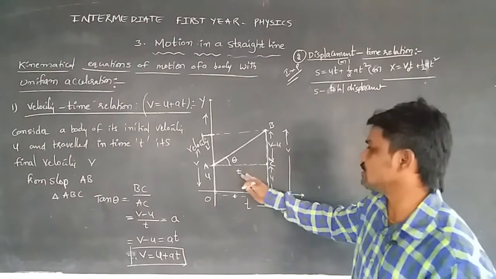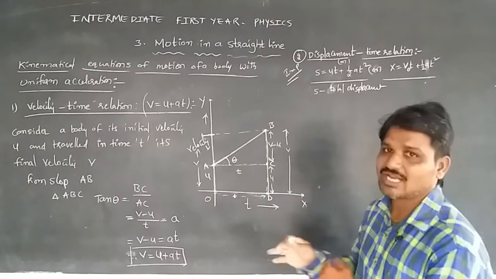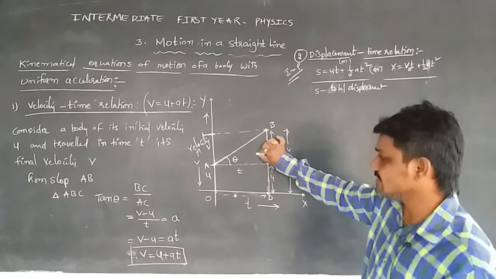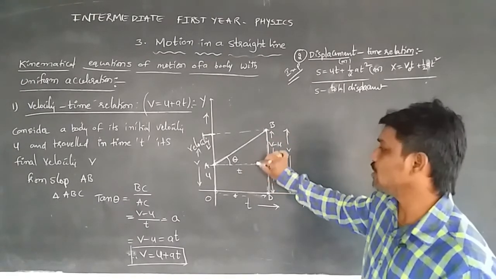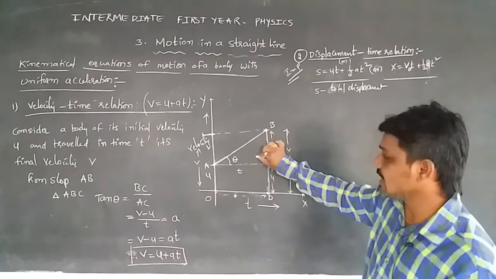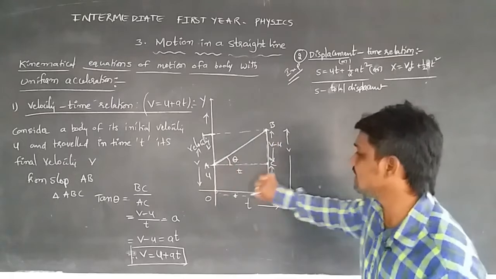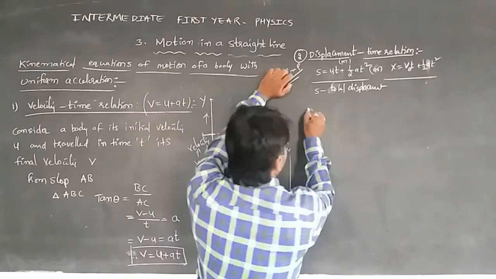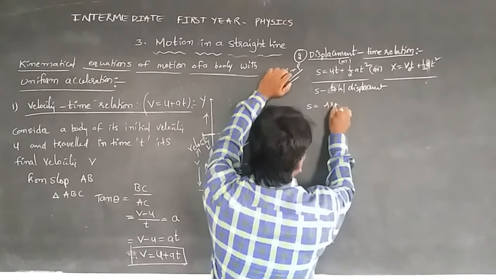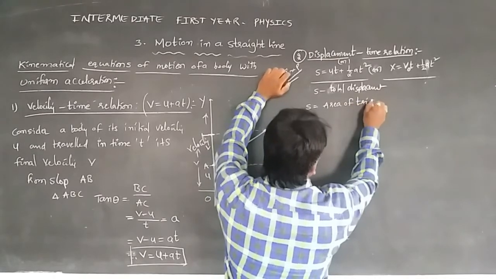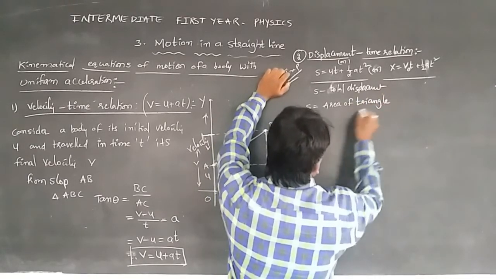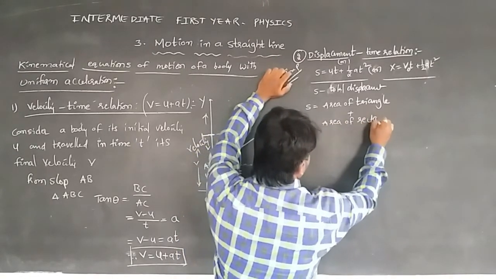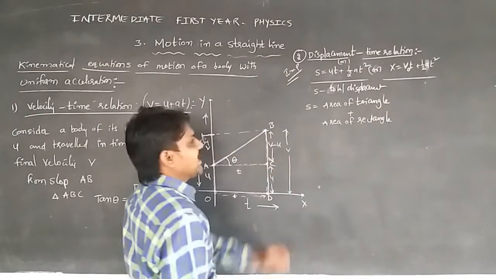For easy calculation, we can divide this. We can draw the perpendicular. Here there is one triangle and another rectangle. If we add the area of the triangle and the area of the rectangle, we get the total displacement. So S is the total displacement, that is S is equal to area of triangle plus area of rectangle.